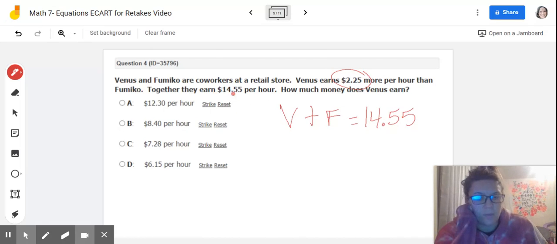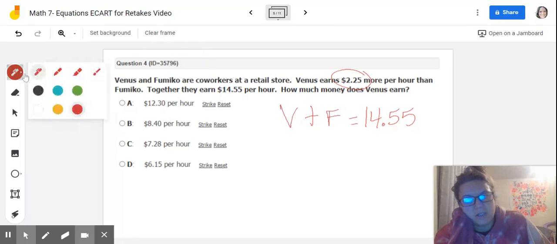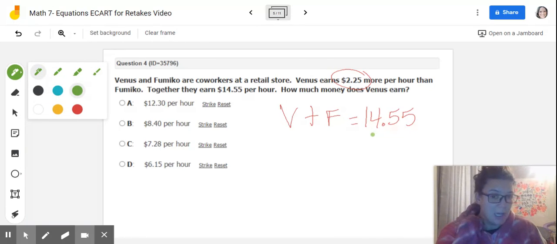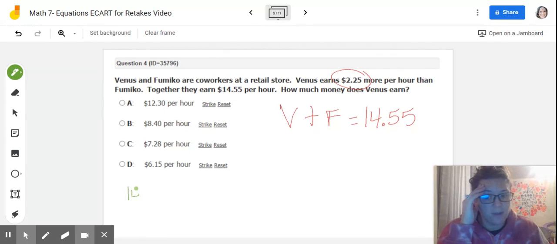So we wouldn't be able to just divide 14.55 by 2 because they don't have the same amount of pay. Otherwise, if I said that they made the same amount per hour, I could do $14.55 divided by 2. And that would tell me how much they make if they made the same amount, right? You just divide it by 2. In this problem, they don't.